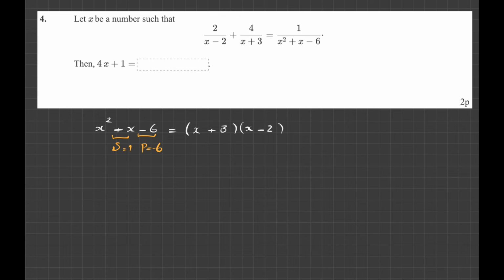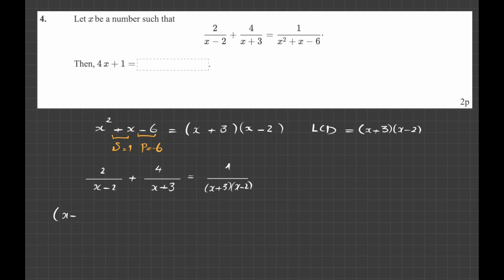So let me rewrite the equation with the factorization of the last fraction considered. Okay, so 2 over x minus 2 plus 4 over x plus 3 is equal to 1 over, instead of that denominator, I just put the factorized form, x plus 3 and x minus 2. Okay, so immediately you realize now what is the LCD. The LCD of all denominators is just the last denominator itself. Okay, so what you have to do, you have to multiply the left side and the right hand side by this LCD. So for completeness, let me write it down.